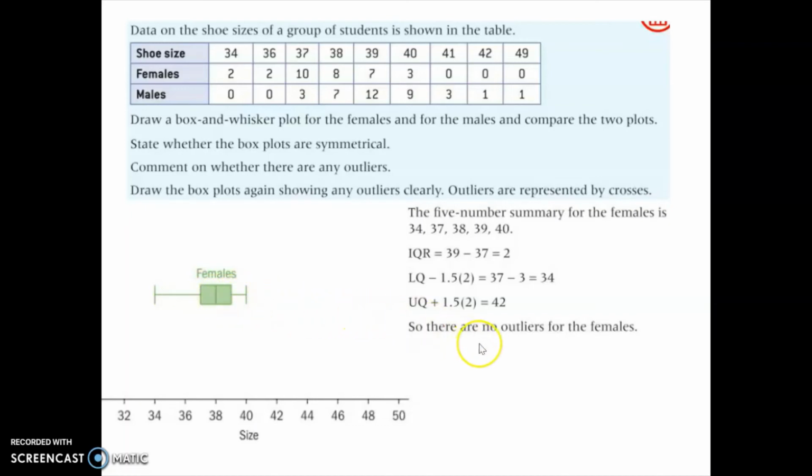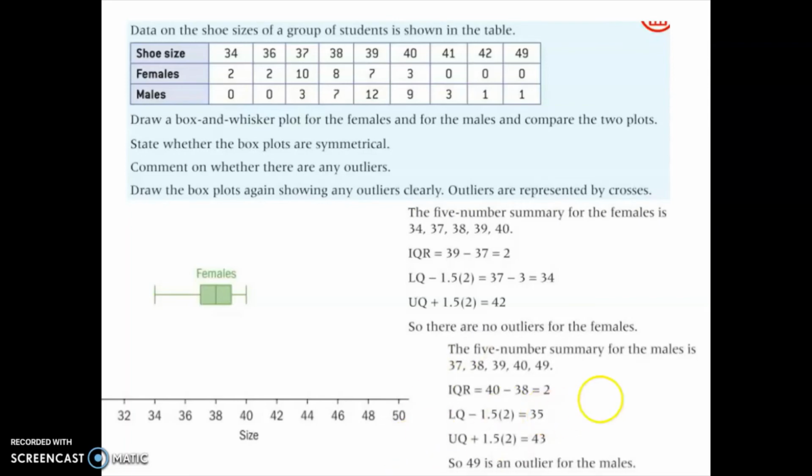All right, so repeat for males. What is the 5-number summary, and are there any outliers? Calculate that. Let's check your work on that now. So the 5-number summary is given here. IQR is 2 as well. And then if you go below Q1, 35 is our border. And if you go above Q3, 43 is our border. That means, do we have data below or above that? Yes, we have one data point for males above 43, which is 49. That's our outlier.